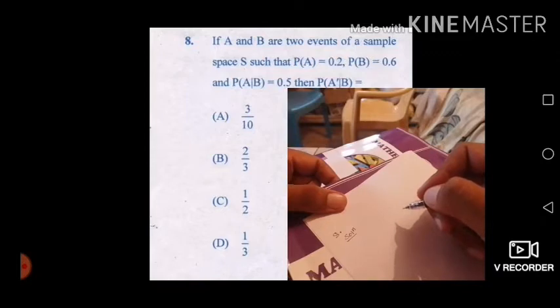If A and B are two events of sample space S such that P of A is equal to 0.2, P of B is equal to 0.6, and the given P of A given B is equal to 0.5, then what is the value of P A dash given B?